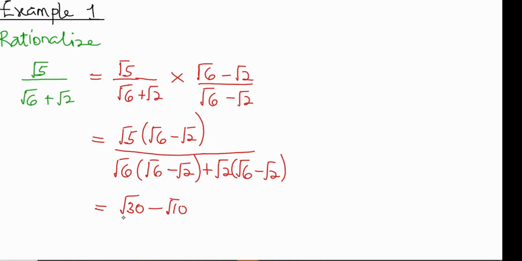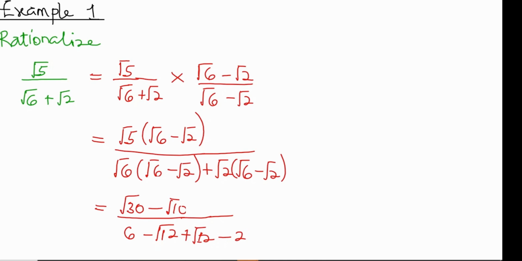So you have it as that, divided by, now square root of 6 times square root of 6, because they are like surds, you just take the square root sign off and you are left with 6, minus square root of 6 times square root of 2, they are not like surds, so we multiply and you have square root of 12. Now the next one we have plus square root of 2 times square root of 6, we have square root of 12 here, and minus square root of 2 times square root of 2, because they are like surds, we have 2.